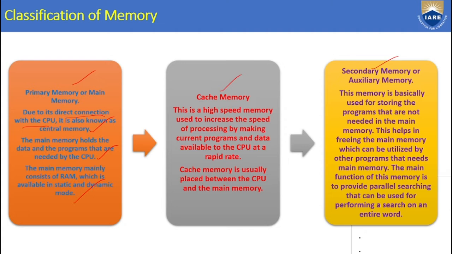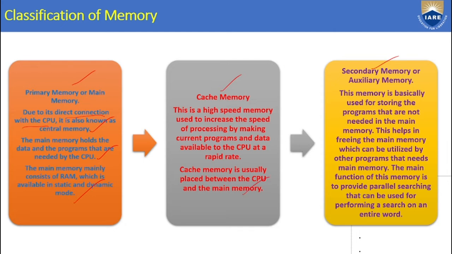The second variety of memory that is available is the cache memory. Cache memory is available on the processor itself. This is a high speed SRAM memory that can be placed between the memory and the central processing unit. The frequently accessed data and programs are stored in the cache to avoid searching or accessing them from the main memory. Cache is usually placed between the CPU and the main memory.